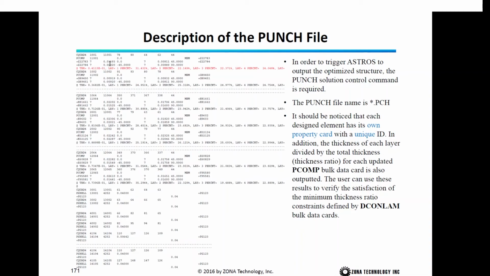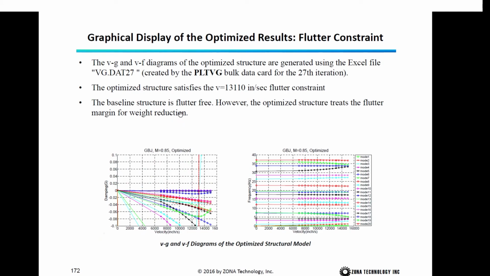And in the baseline structure, all SQL4 are referred to the same PCOM card, but now each SQL4 refers to its own PCOM card, and because each PCOM card has a different thickness of each layer, it will print out the total thickness and the percentage thickness of each layer. And from here, you can see you satisfy the decon-lam constraint. The decon-lam constraint requires each layer thickness must be at least 10% of the total thickness. So even though in the input all SQL4 refer to the same PCOM card, in the optimized structure each SQL4 refers to its own PCOM card.